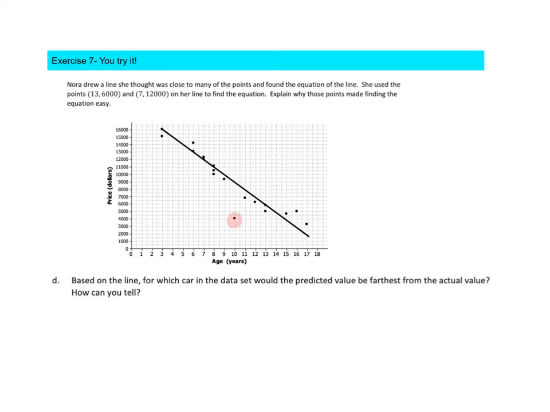And you should have identified that this point right here for this car that is 10 years old is furthest from our line. Which means that it is furthest from our prediction, because we would have predicted it to be all the way up here, but instead it is way below. That's an outlier. Let's continue.